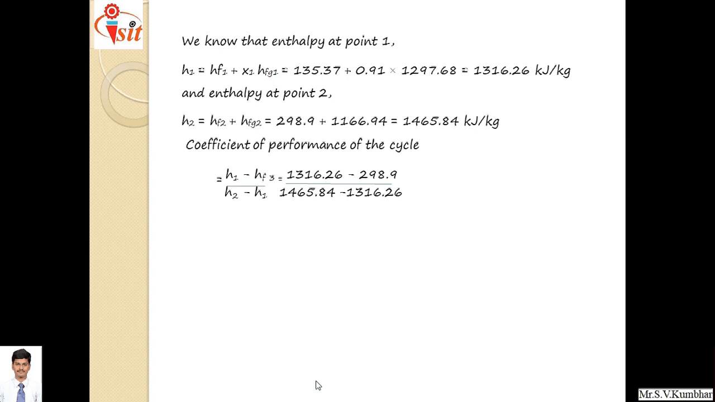Now the coefficient of performance is given by h1 minus hf3 divided by h2 minus h1, that is 1316.26 minus 298.9 divided by 1465.84 minus 1316.26. That is, the coefficient of performance is 6.8, which is our answer. In this way we can solve numericals based on the refrigeration cycle. The question will definitely be on the coefficient of performance.